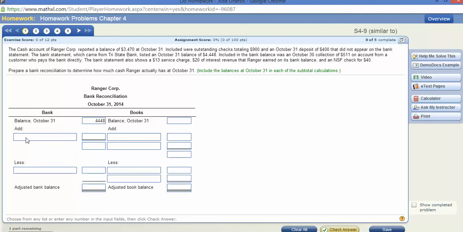One of those categories is deposits in transit. The bank cannot possibly know that you have stuck a check in being deposited at the very last minute, because the bank runs their system and that check still hasn't cleared. That deposit still has not made the bank statement. What you're looking for then is the deposit in transit here. It clearly says October 31st deposit of $400 did not appear on the bank statement. It didn't appear on the bank statement because it's a deposit in transit.